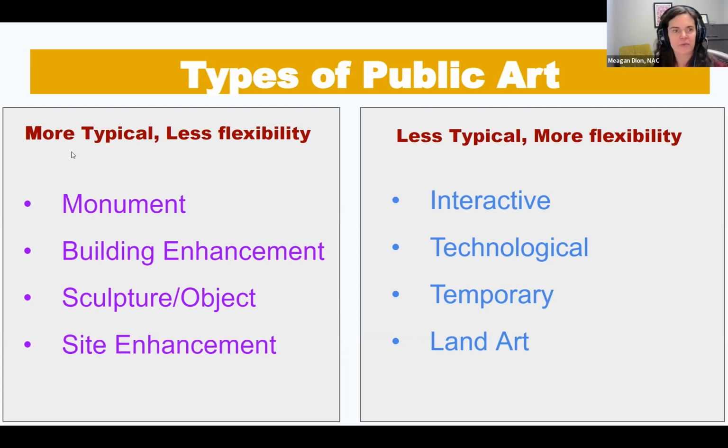So on the left here, we have more typical, less flexibility. We've talked a little bit about monuments. There are building enhancements, sculptures and objects, or site enhancements. Those are probably more permanent sorts of artwork, and probably a little bit larger. The less typical, more flexibility are interactive public artwork, technological, temporary, land art. All of these are a little bit more nebulous, but really impactful, so definitely don't discount them if that comes up.